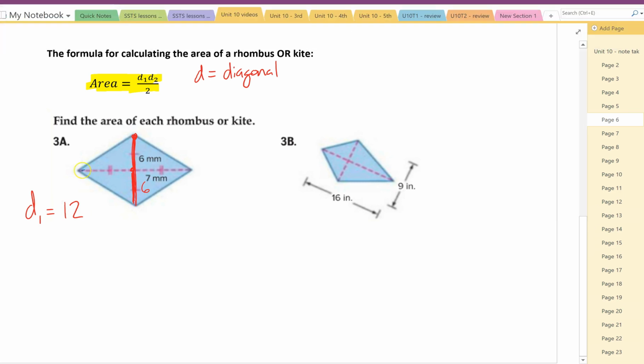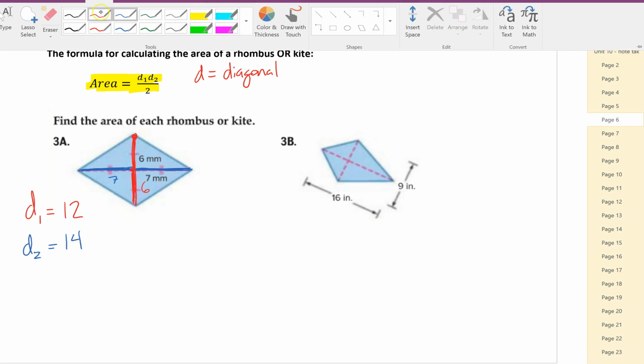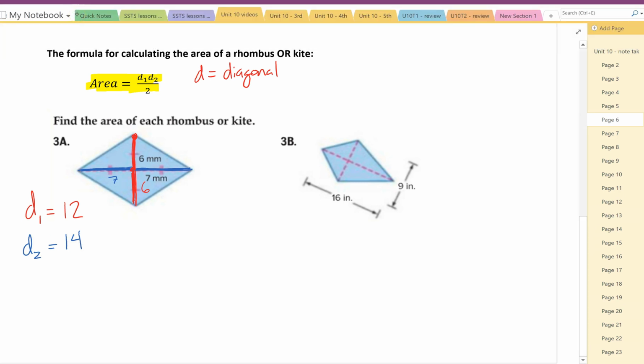And then I'll do this other one in blue. This part of it over here is 7, so then this part over here is also 7. So diagonal 2 is going to be 7 plus 7, which is 14. Alright, so I have my two diagonals. That's really all I need here. The area of this particular rhombus is going to be 12 times 14 divided by 2.